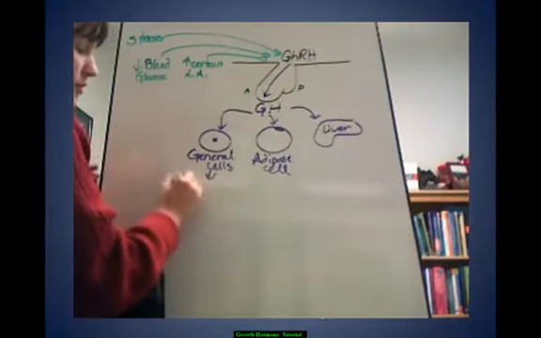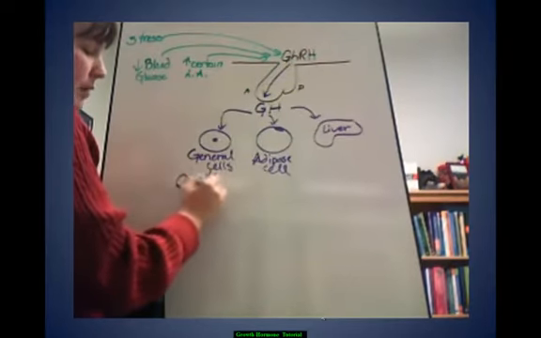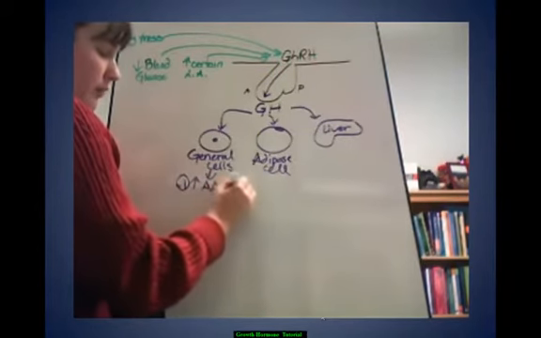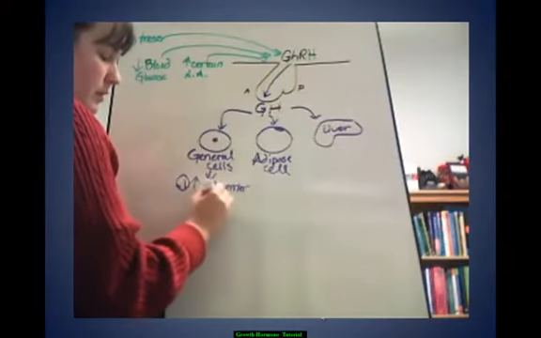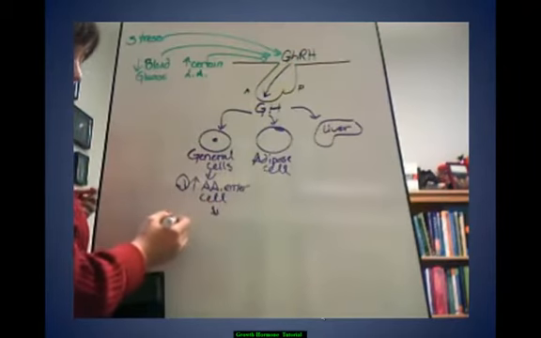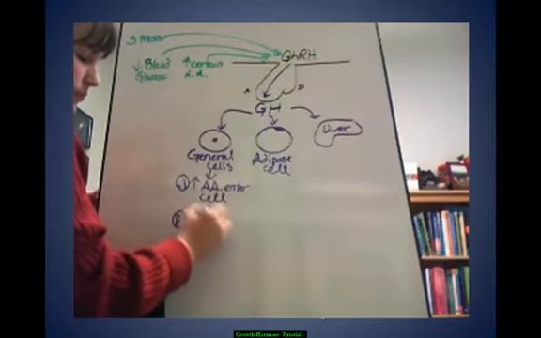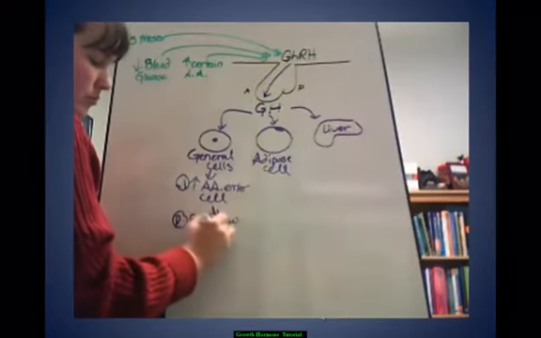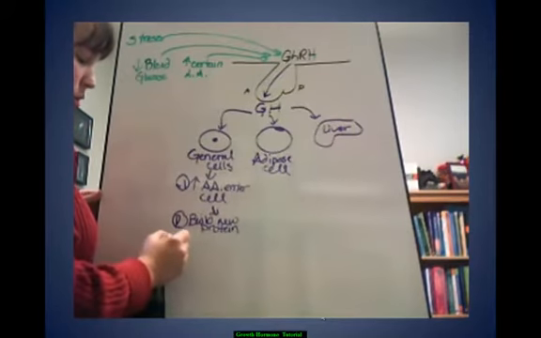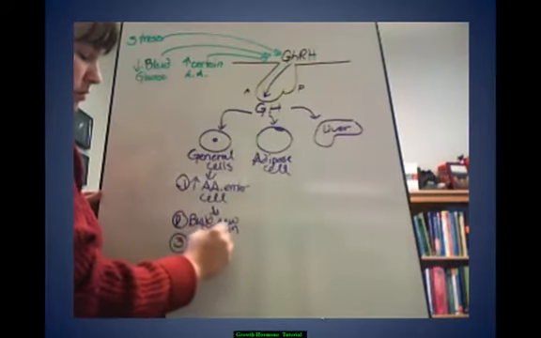For the general cells, the very first thing that we're going to see is an increase in amino acids. Remember, AA is amino acids entering the cell. Once the amino acids are inside the cell, we are going to build new protein. In addition, we're going to prevent old protein breakdown.